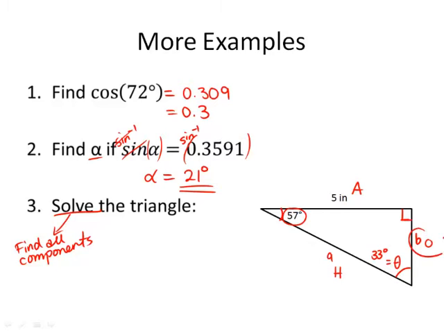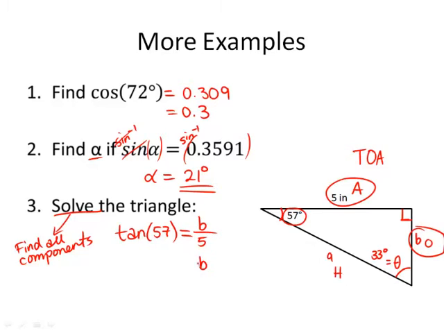So let's find B. If we want to find B, we need to use the 5 as one of our numbers, so that would relate opposite and adjacent. Opposite and adjacent comes from tangent, from TOA. So we want to use the tangent ratio of 57, because we know that that should be the same as taking B over 5. So let's solve that.